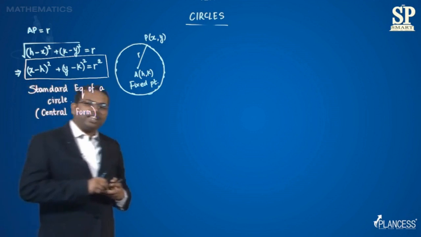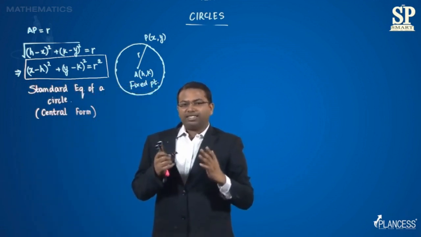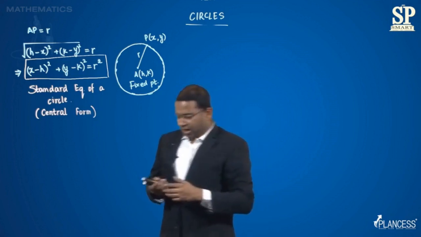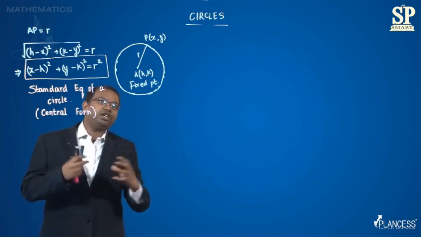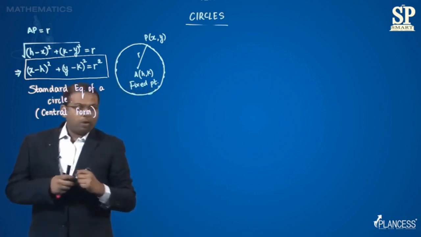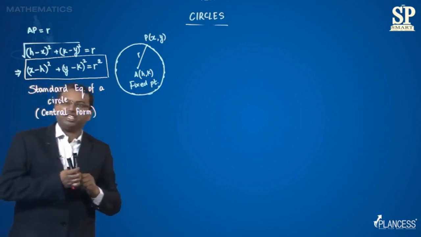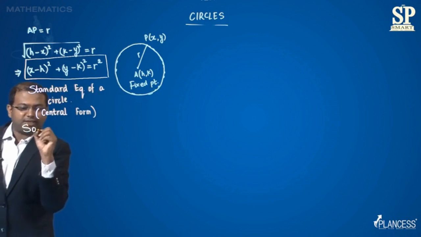Now that we have seen the equation in the standard form, let us try to understand some of the special cases. For example, what happens if the center of the circle coincides with the origin? So what will happen to the equation? Let me just begin with writing some special cases.